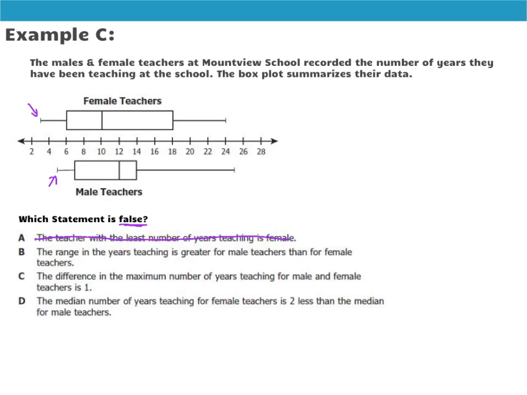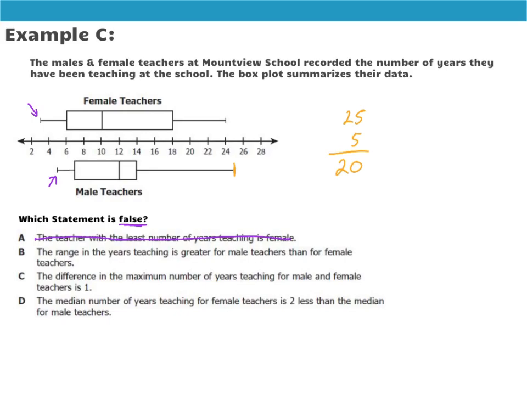Letter B says the range in years teaching is greater for male teachers than for female teachers. So we're going to have to figure out some math here. We're going to start with our male teachers. We're going to be looking for the range. So the male teachers, the upper extreme is 25. The lower extreme, as we just talked about, is 5. So 25 minus 5 is 20. So they have a range of 20.